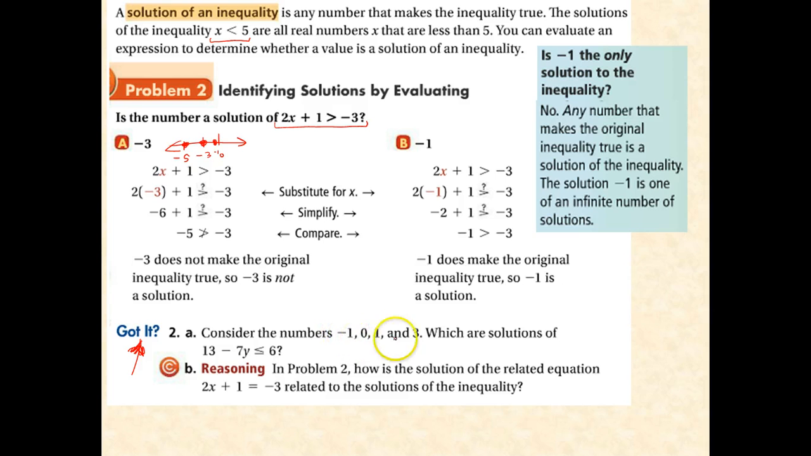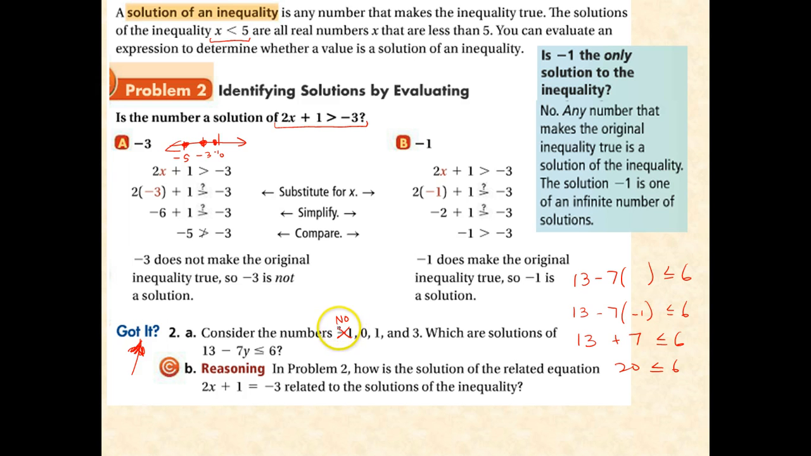So, which of these numbers are solutions to 13 - 7y ≤ 6? Alright, so let's start with -1. 13 minus 7 times -1 is less than or equal to 6. 13 - 7 times -1 is +7. 13 plus 7 is 20. Is 20 less than or equal to 6? No. So that is not a solution.